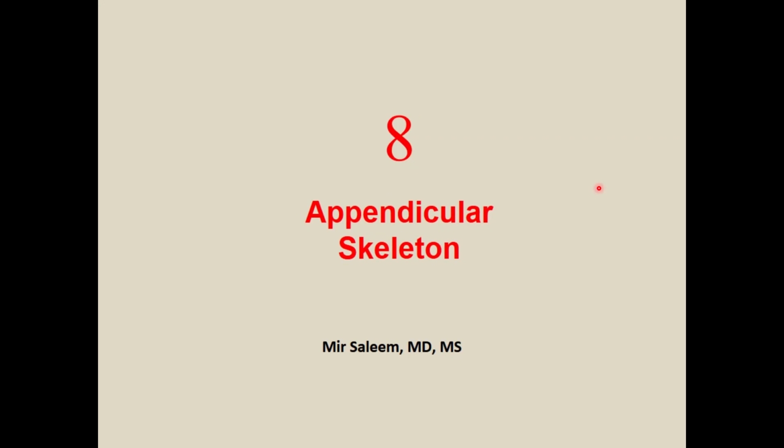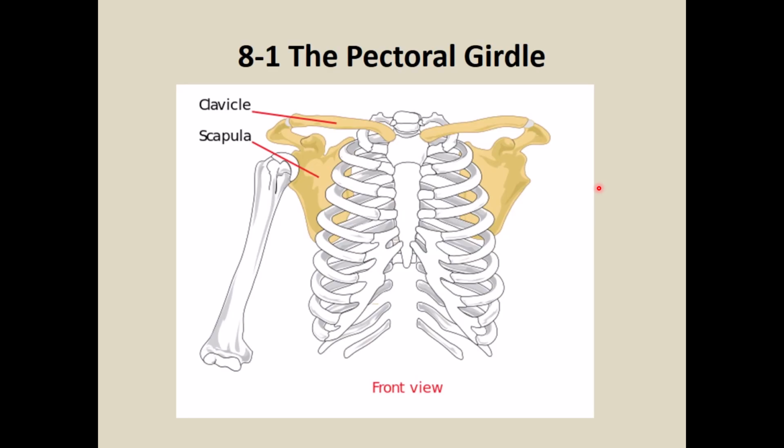So chapter 8 is about the appendicular system. If you remember, chapter 7 was the axial skeleton. So the appendicular skeleton is about the girdles and also the limbs. This is the pectoral girdle, or the shoulder girdle.